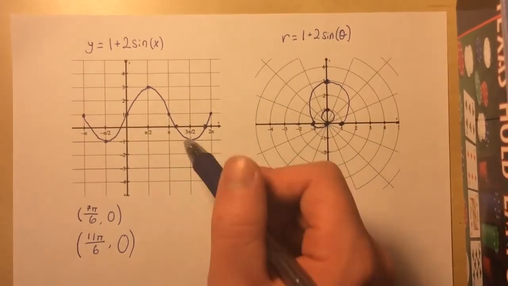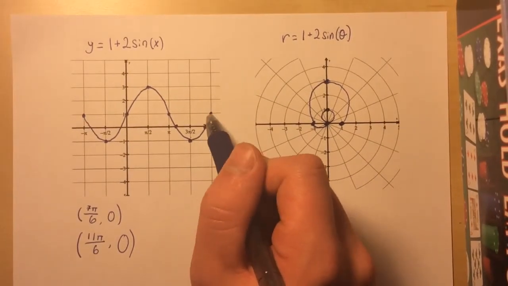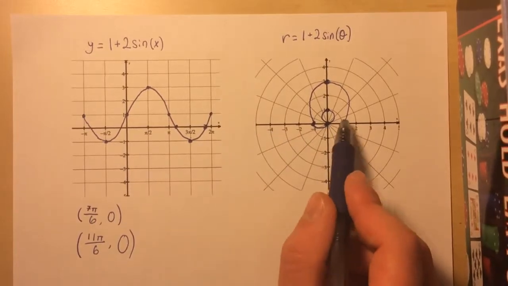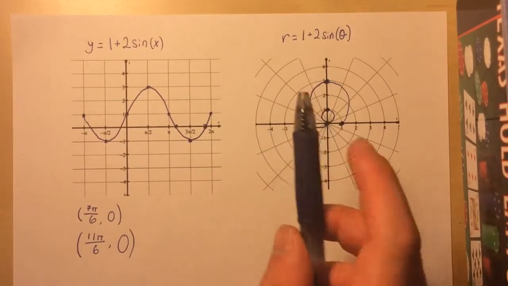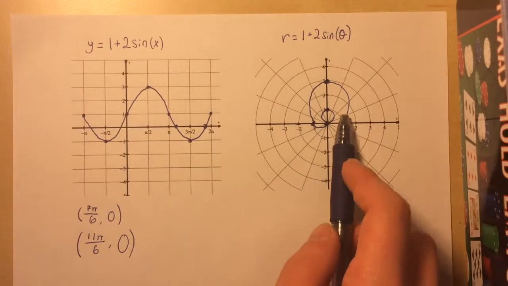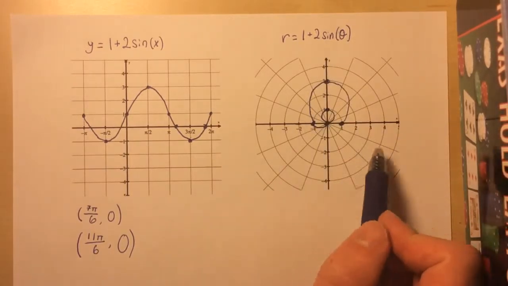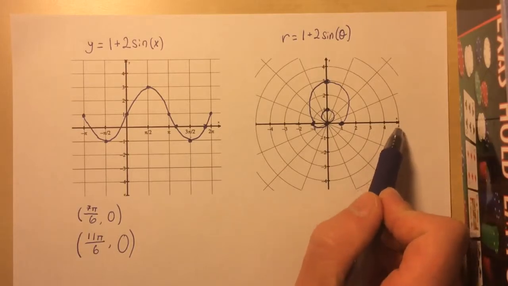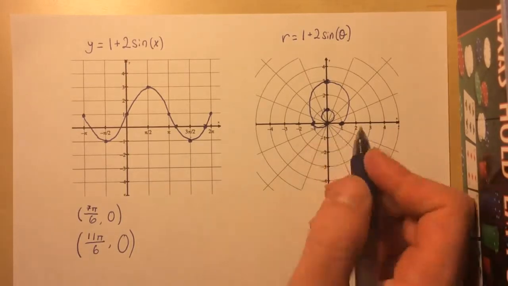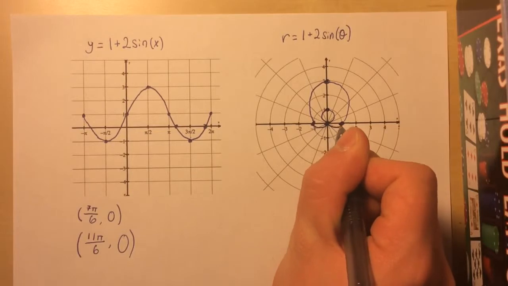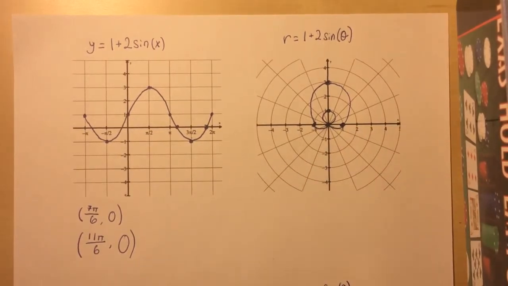So now let's finish this up from 11 pi over 6 to 2 pi, which is back here. It's going to be all positive, and it's going to be approaching 1. 1's already a point on this graph. And we're looking at these angles right here. It's all going to be positive, so all these points starting from 1, it's just going to be out here. So that's a graph of r equals 1 plus 2 sine theta.